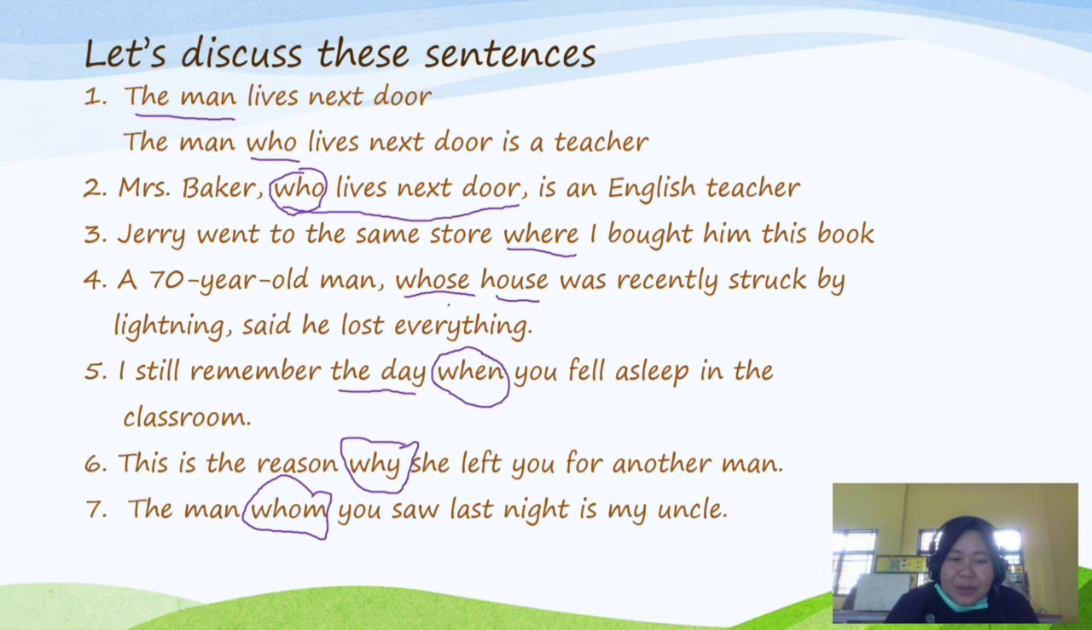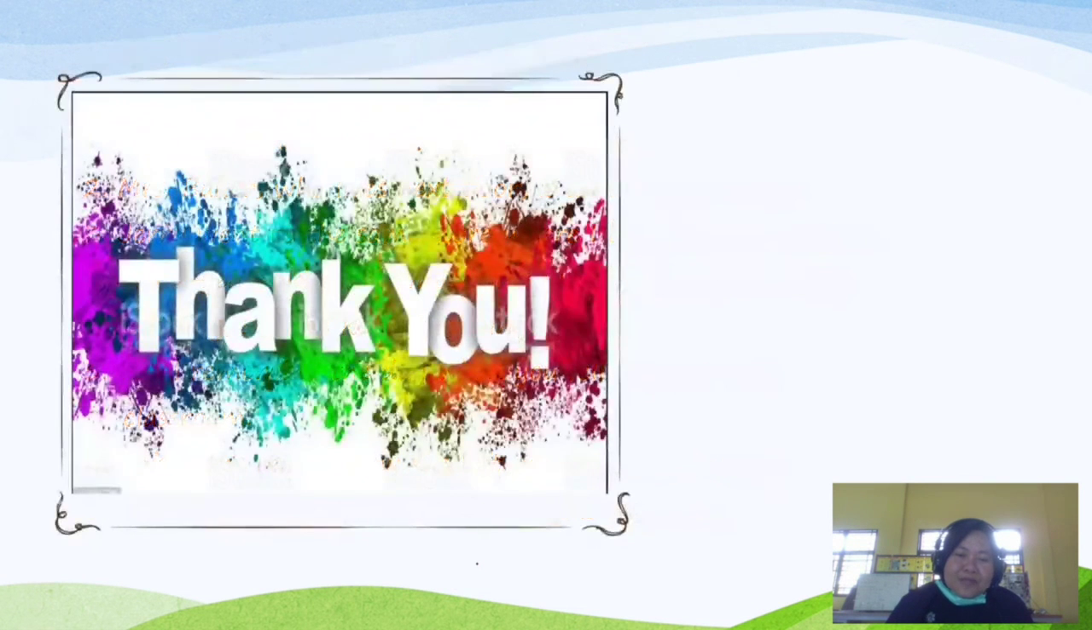But whose is normally followed by a noun because whose explains a belonging, meaning that someone possesses something, like this is his house. So after whose is normally a noun. Okay, whom is normally followed by a subject because whom is talking about someone as an object. Okay, what do you think about our today's discussion?